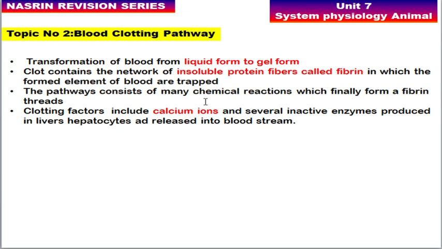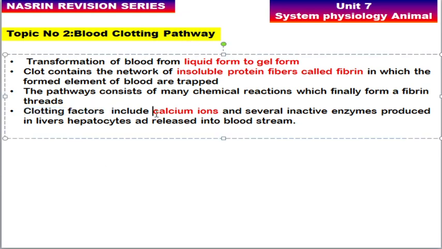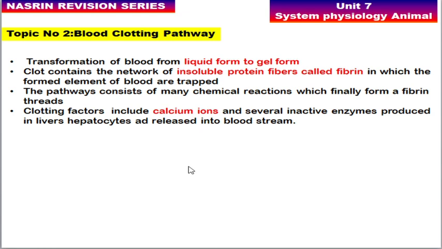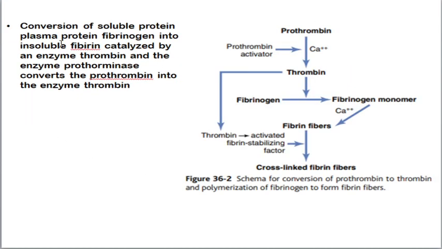These clotting factors which play an important role in the blood clotting pathway include the calcium ion. In addition to that, it also consists of several inactive enzymes. In other words, inactive enzymes, another name is zymogen, and these are produced from liver hepatocytes and released into the bloodstream. This is how the conversion of the soluble plasma protein fibrinogen into insoluble fibrin occurs, and the process is catalyzed by the enzyme called thrombin.